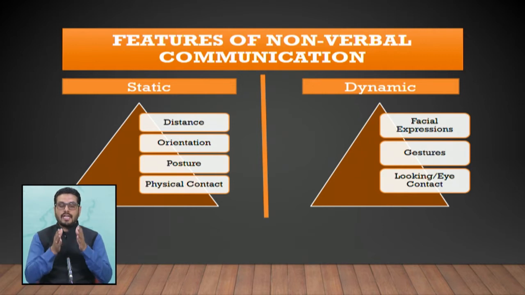That means these are the areas which remain static once you start communicating. They don't change as much. Moving towards the other aspect, that is the dynamic state of it. What is the first thing? Your facial expressions. It naturally creates an impact when you speak. Your gestures, body gestures and facial gestures. You're looking at a certain thing, your eye contact.